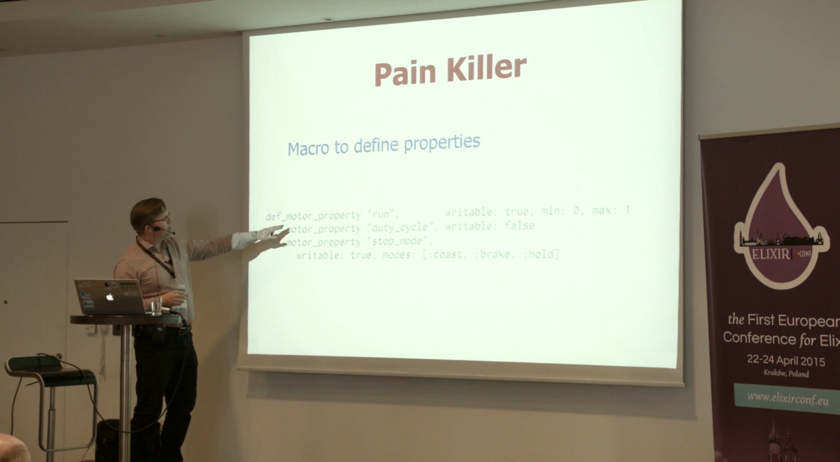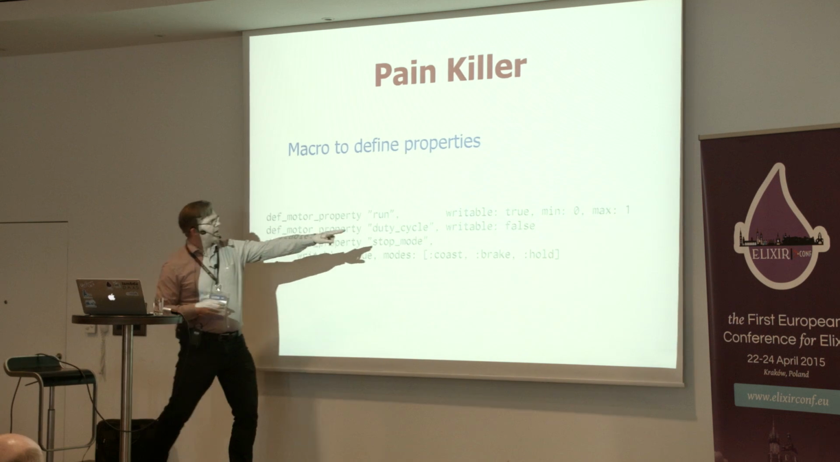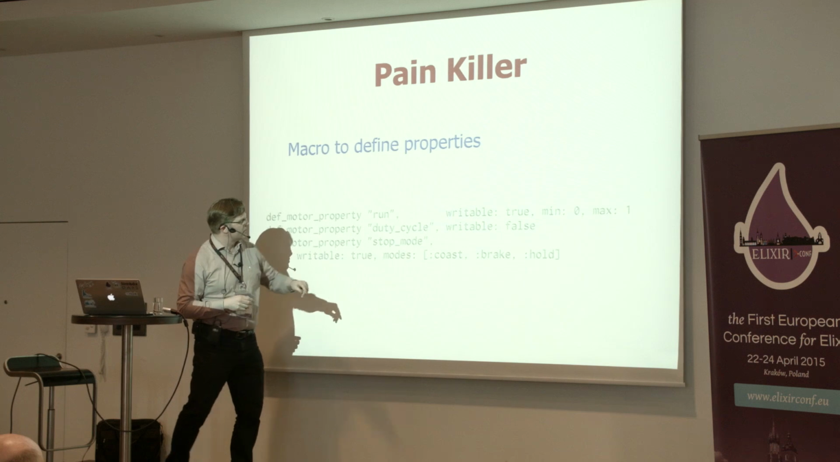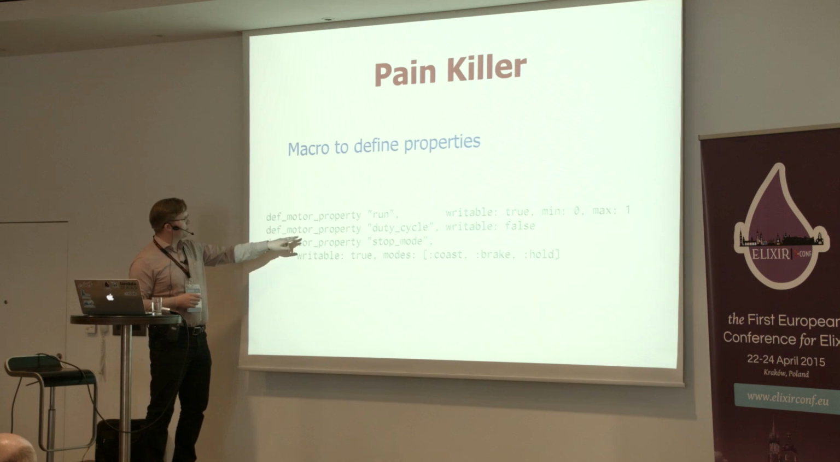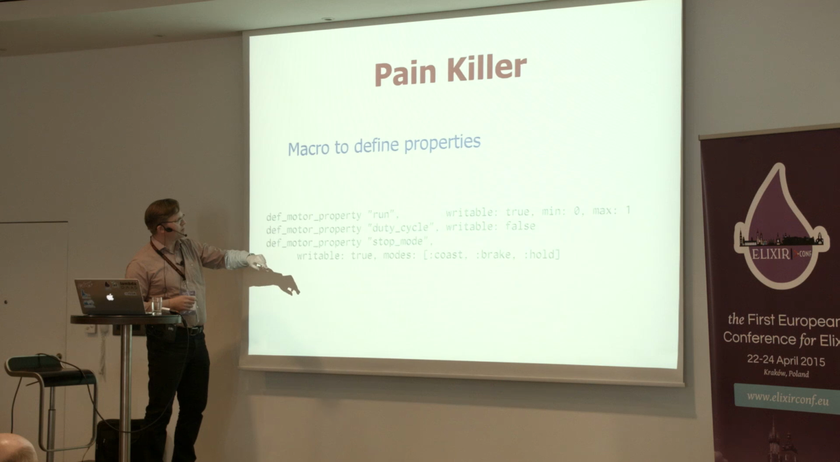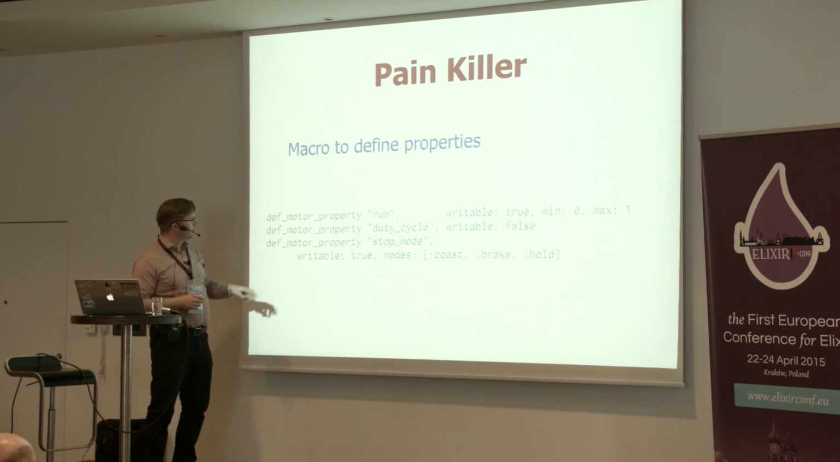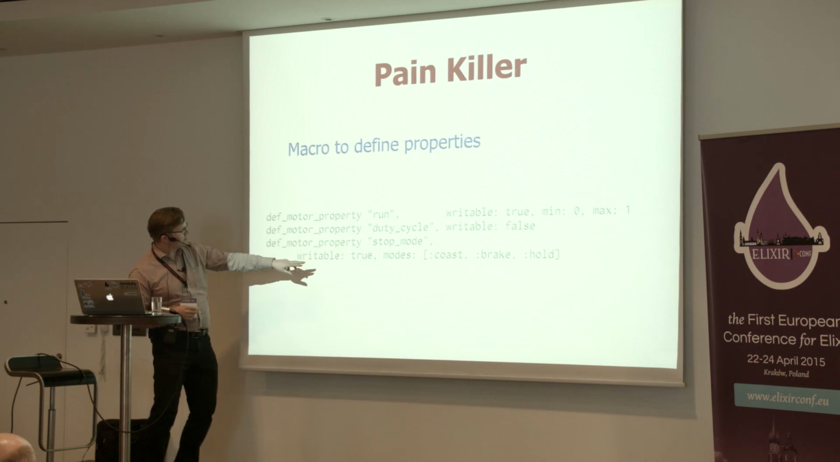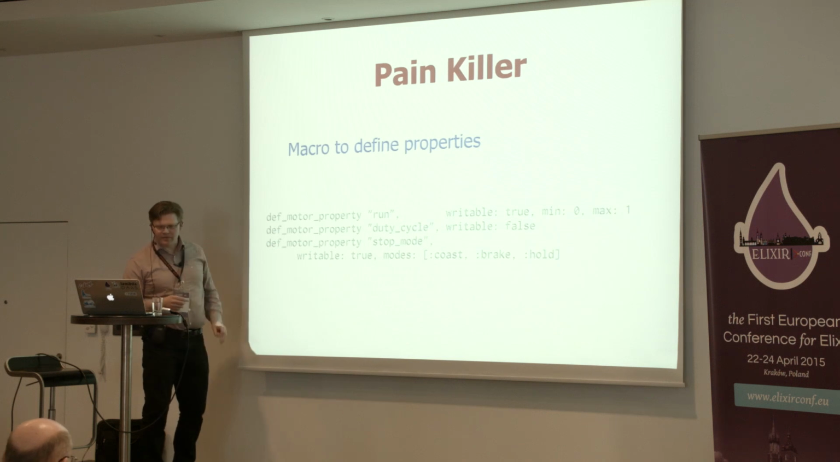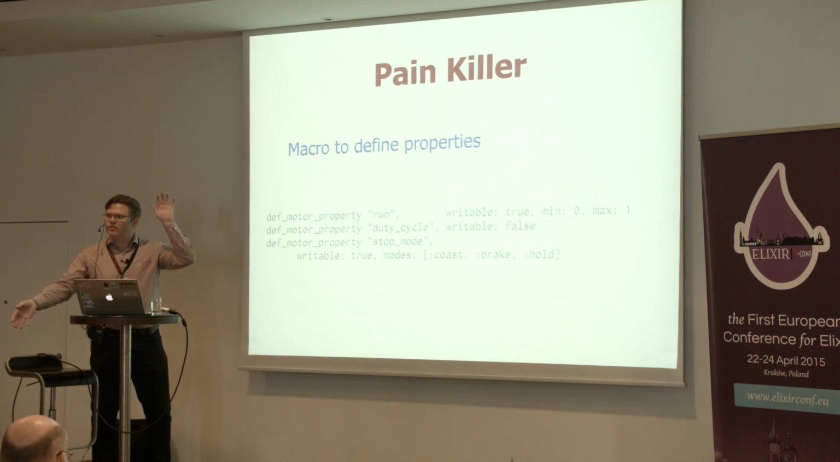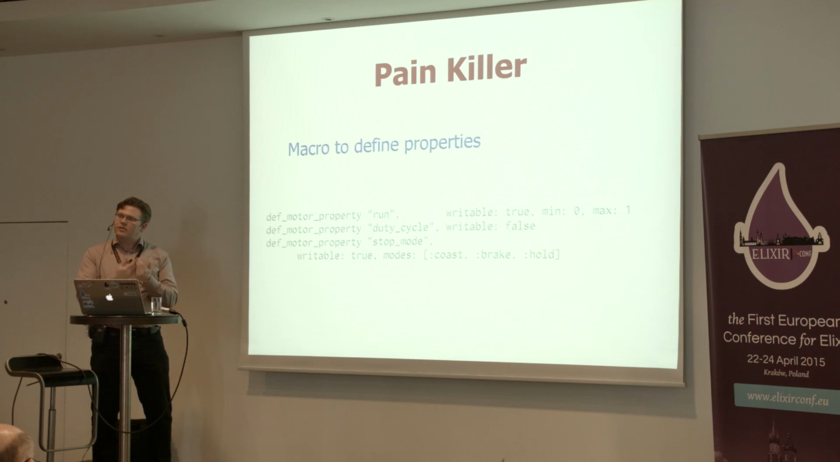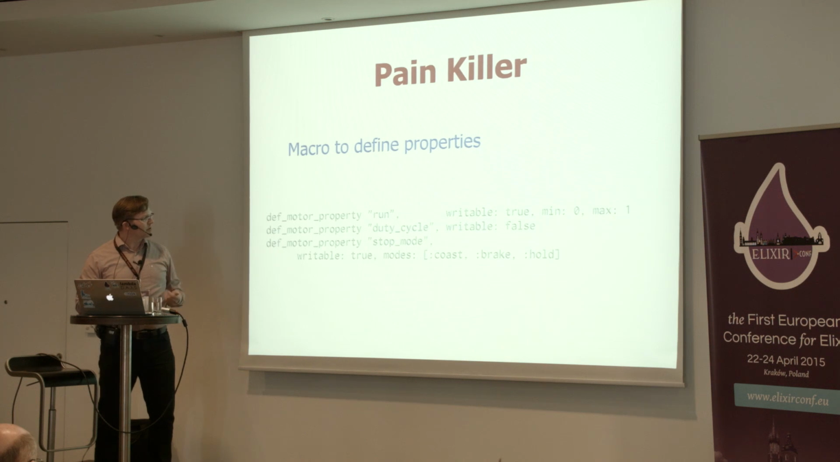Here I can define a motor property run, and it's writable, and it has a min and a max value. We have a motor property duty cycle, it's writable, no, you can read what it's doing. And you have a stop mode, which is writable, and you can set it to a number of different things. And the list goes on for all these things. So that's basically us. I've not done the library myself. I've just worked with the guy that did most of it.